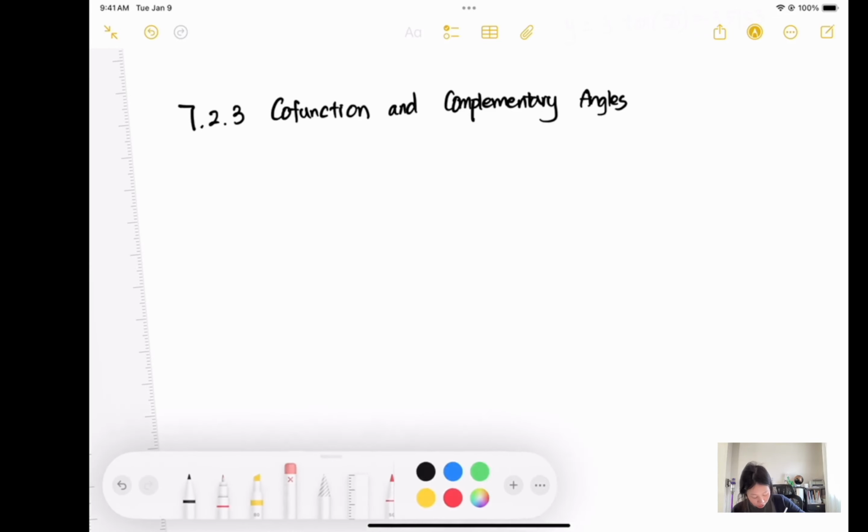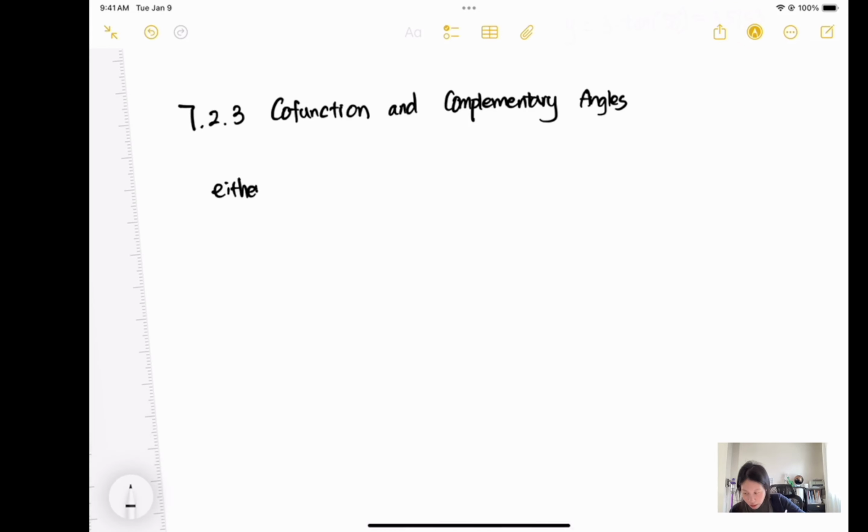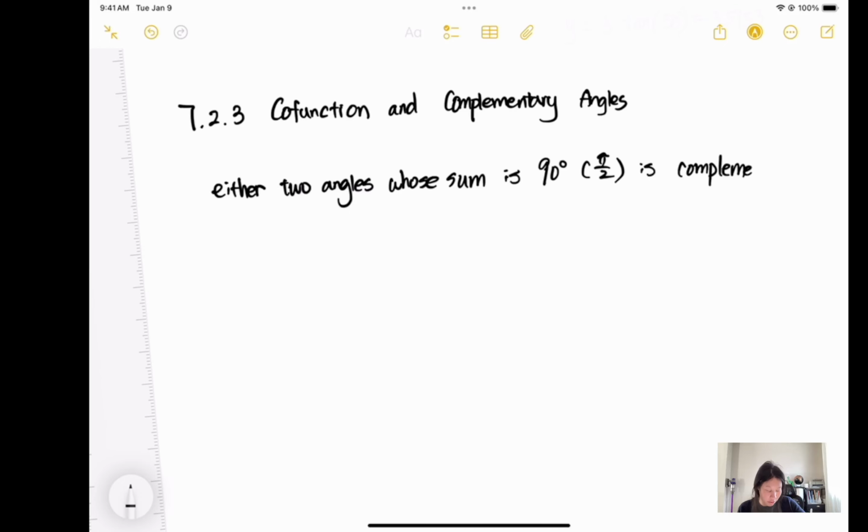If there are two angles whose sum is 90 degrees or pi over 2, they are complementary angles. That means if you have two angles, and either alpha plus theta equals 90 degrees or alpha plus theta equals pi over 2, then alpha and theta are complementary angles.